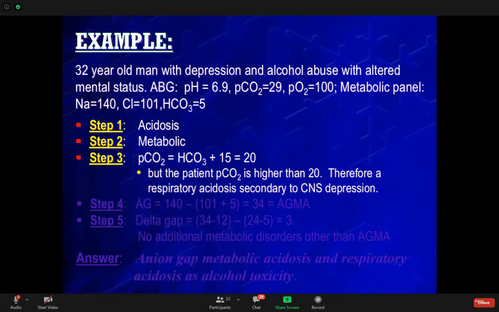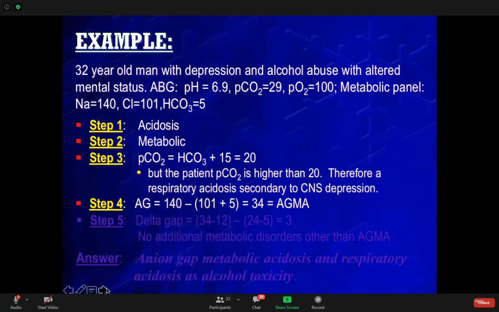So if your expected partial pressure of carbon dioxide, let's say the measured one we find is 15, that means you have two problems: metabolic acidosis and respiratory alkalosis. But if the number is higher, you have metabolic acidosis and respiratory acidosis. Then our next step is to measure whether there is an anion gap or not. If we measure it, 140 minus 16, your anion gap equals 34, which is more than 12. So you have an anion gap metabolic acidosis.